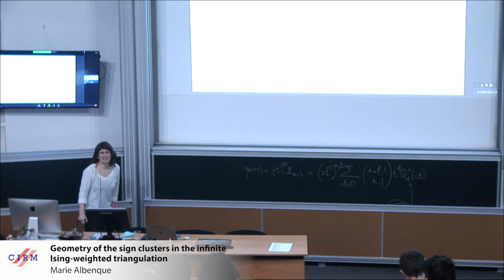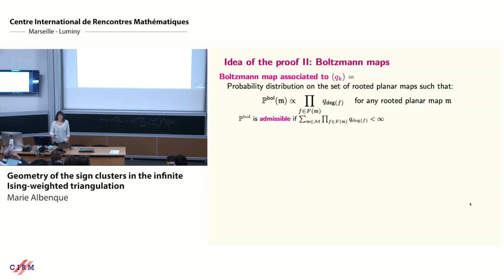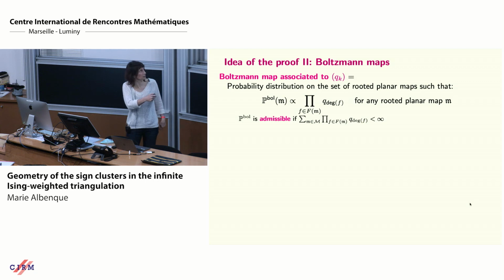And why is it nice to put it in this setting? It's very nice because now we can see the cluster as a Boltzmann random map. The Boltzmann random map is just a probability distribution on maps, which has been studied quite a lot in the last years, and which is defined as follows. You have a sequence of weights q_k, and you sample a map with a probability which is proportional to the product of q indexed by the degree of the face. Exactly what's written here. And if you want to be able to define a probability distribution from this idea, you need to be able to renormalize it.